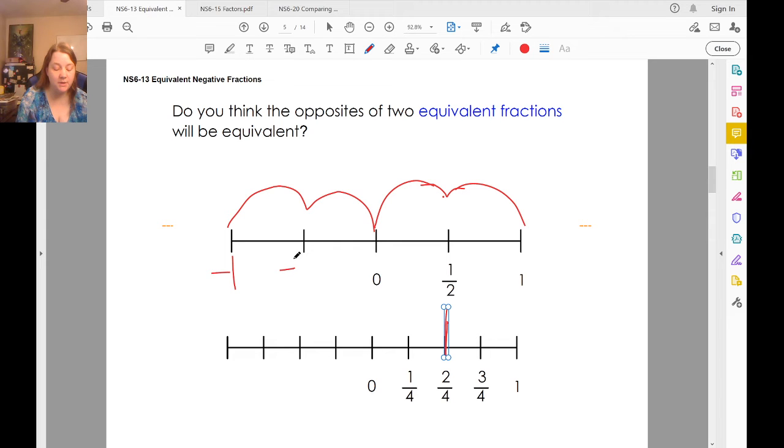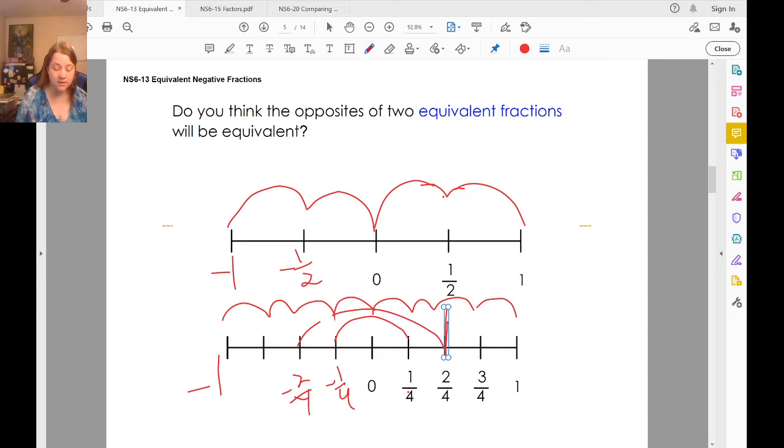This in the middle would be -1/2. So when I put -1 over here, I can see that here it takes 1, 2, 3, 4 jumps. So we go 1, 2, 3, 4 jumps to get -1. Which means that on the other side of 0, we have 1/4 and -1/4, 2/4 and -2/4, 3/4 and -3/4. And we can see that equivalent fractions, the opposite of both equivalent fractions, are still equivalent.